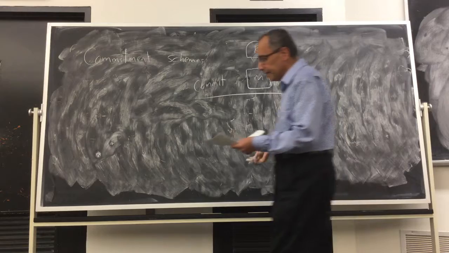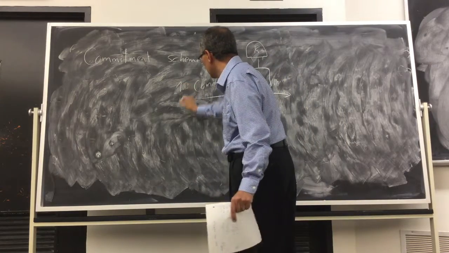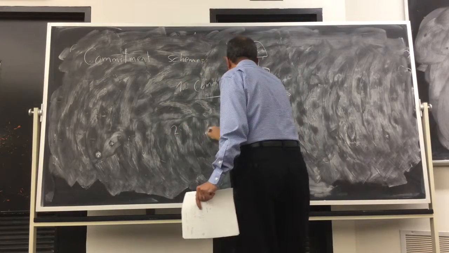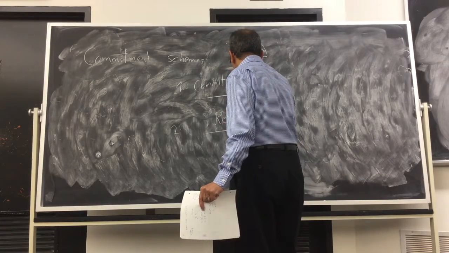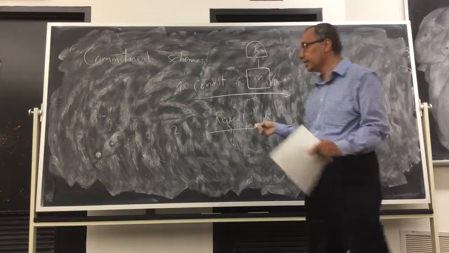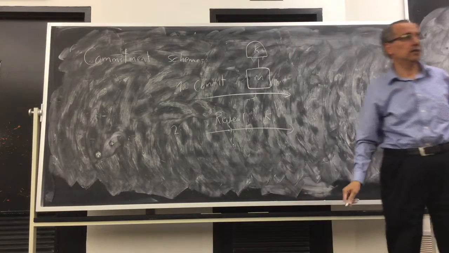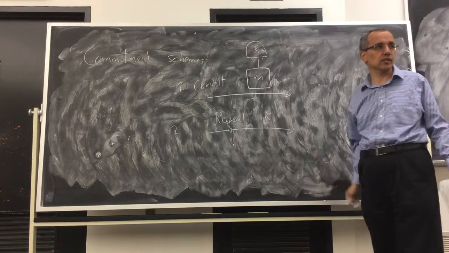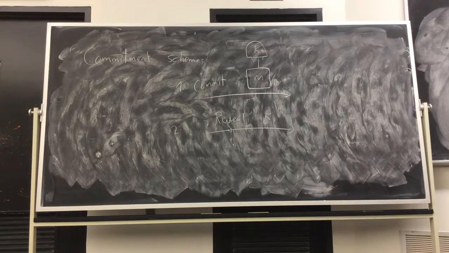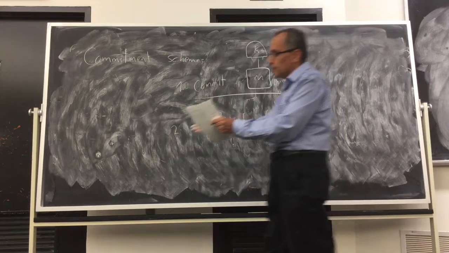And then in the second phase, which is the reveal phase, I am just revealing the key. So I send the key, and then the other party is going to open the box and see the message. So then again, I would like to force this side.